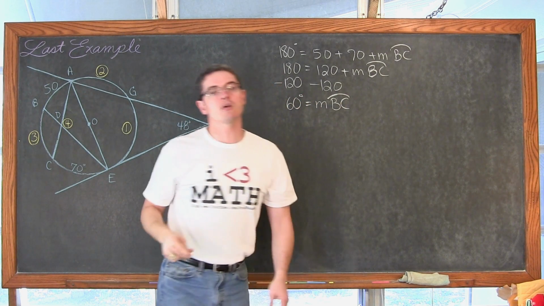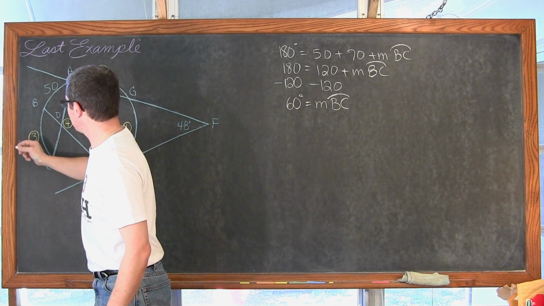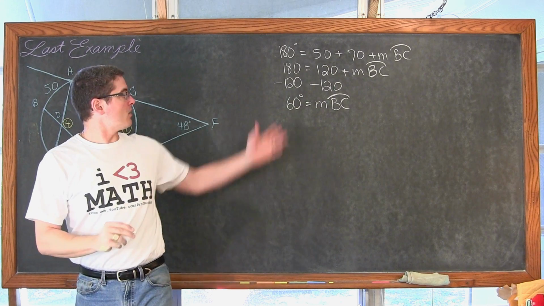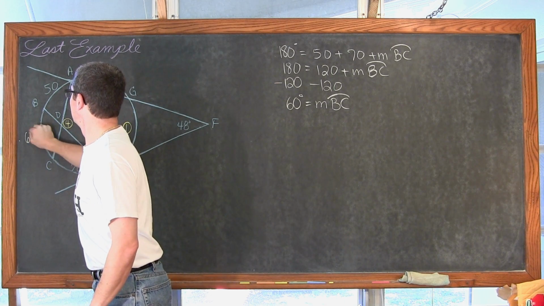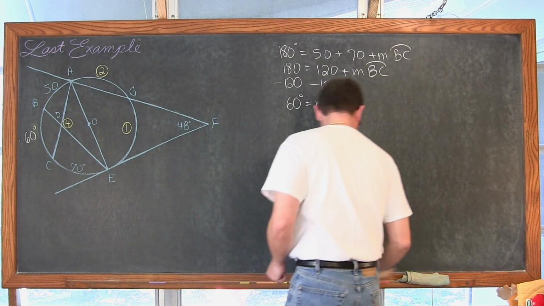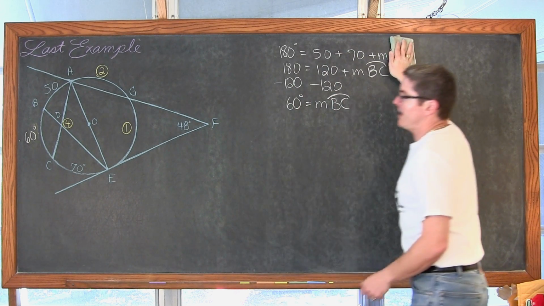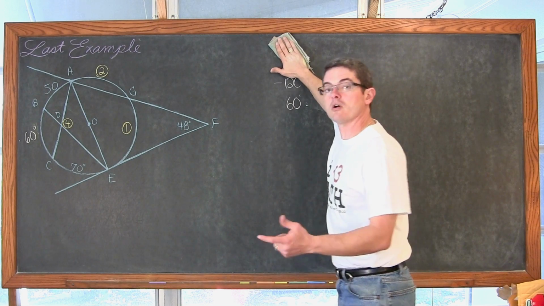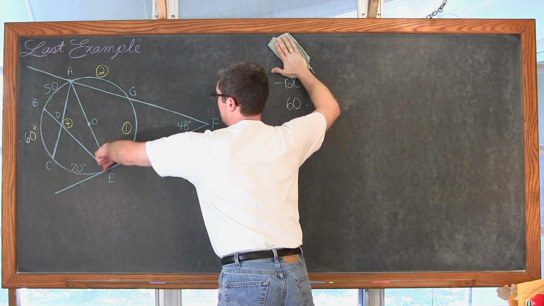And that is the measure of arc BC. So I'm going to go ahead and take this 3 out and just put in here our answer of 60 degrees. Okay, let's go ahead and find the measure of arc GE.